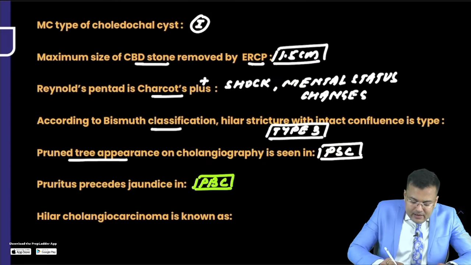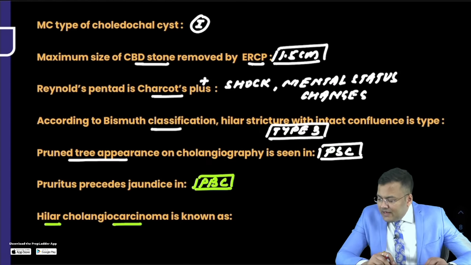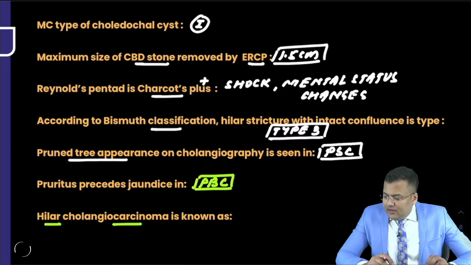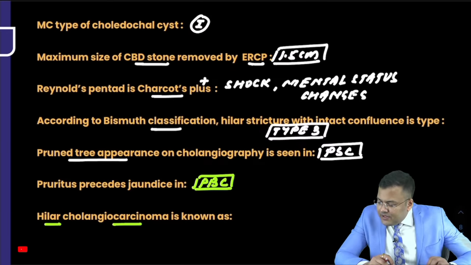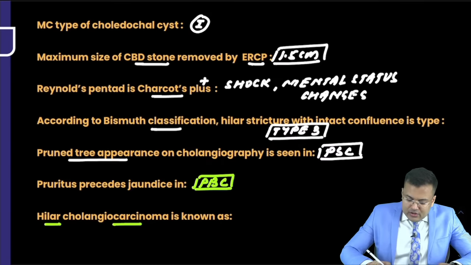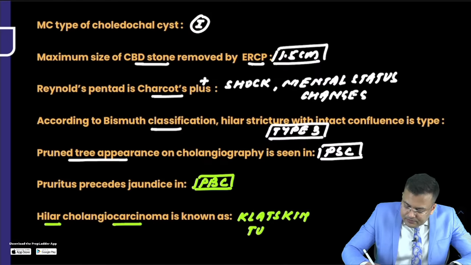Next, tell me, hilar cholangiocarcinoma is known as. What is the other name of hilar cholangiocarcinoma? Ashwini, Mithu Kumar, Yashasvi, Priya, Aparna Keshri, Jiten Yadav, Deepak Shahu. Yes, majority of you are correct, guys. It is Klatskin tumor. So hilar cholangiocarcinoma is known as Klatskin tumor.